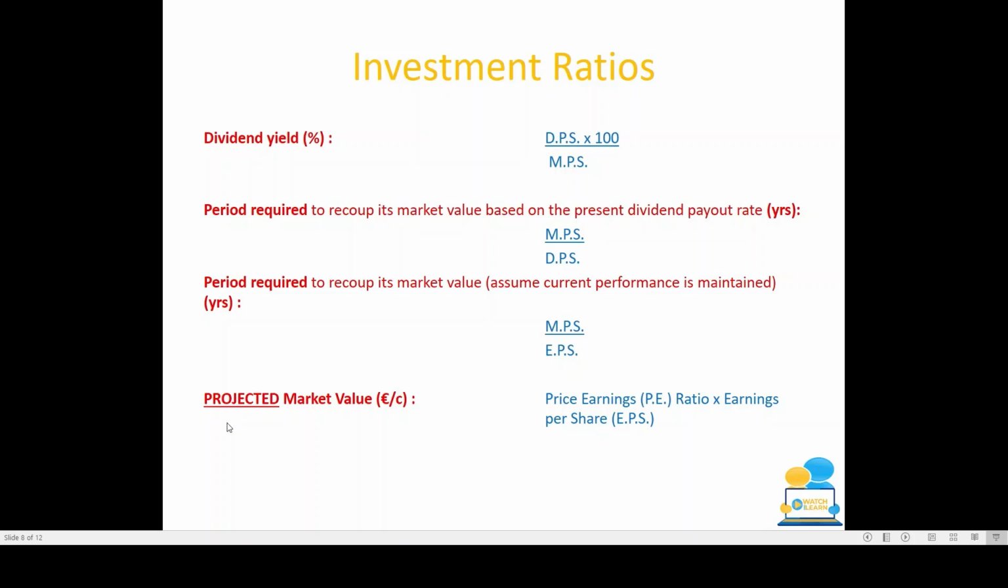And again, another one that can be asked sometimes is your projected. So that's not projected. You will use next year's figures if they're given to you in the box. You won't be using this year's figures. So projected market value is just the price earnings ratio, your PE ratio, multiplied by your earnings per share, your EPS. And again, that's projected, so you'll be using the figures that you're given in the box in the question for next year. Sometimes you'll be given last year's figures to compare with, sometimes next year's.